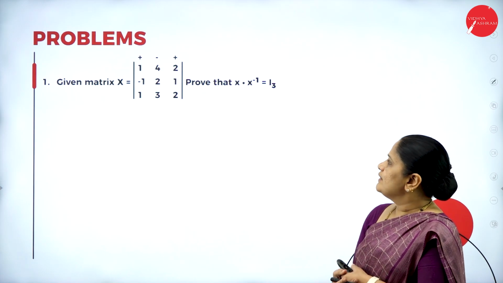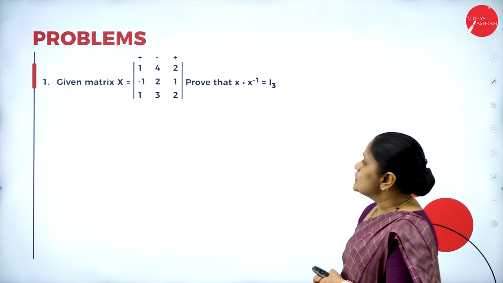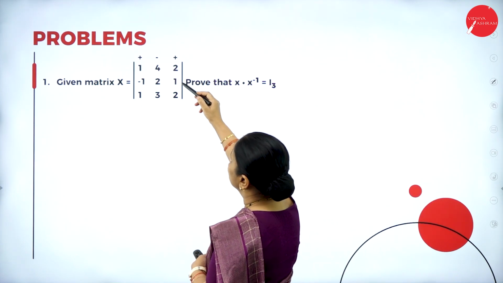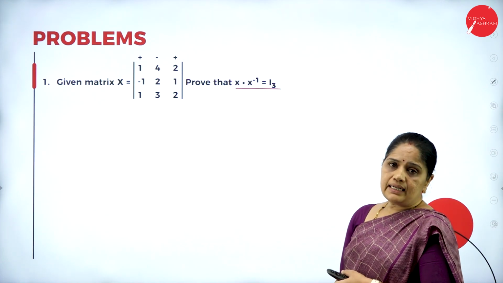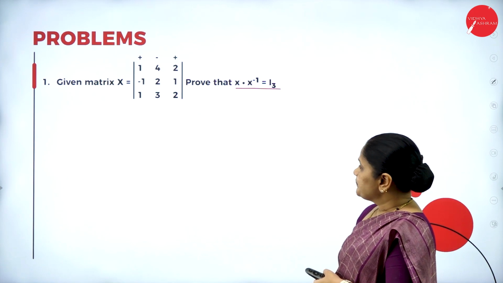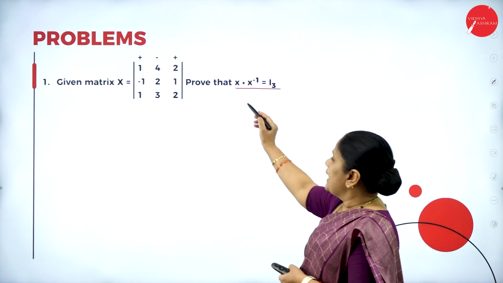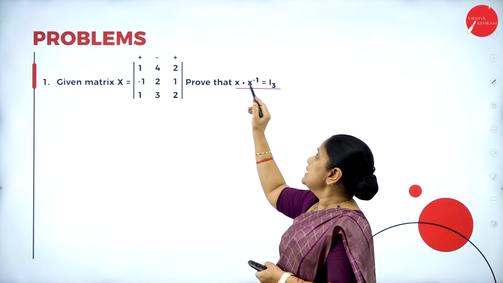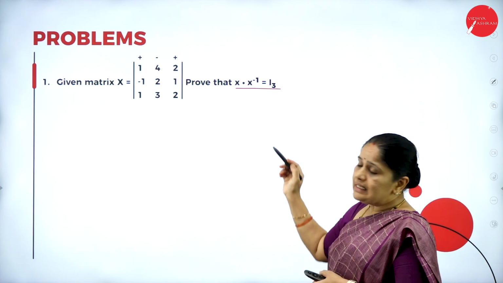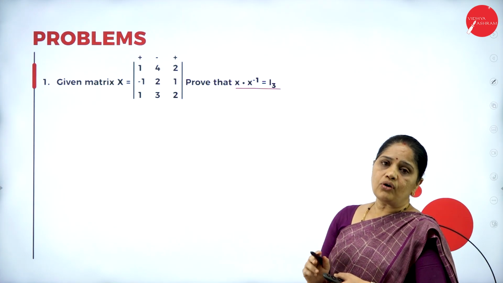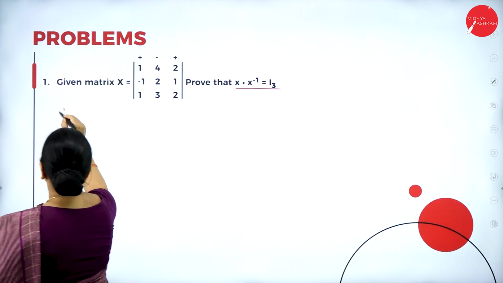Now, we have the given matrix here. So, the matrix X is given here: 1, minus 1, 1, 4, 2, 3, 2, 1, 2. Prove that X into X inverse equals identity matrix I3. So, first thing is I have to find the inverse of the matrix. So, if I have to multiply X into X inverse, the first step is I have to find the inverse of X. So, to find the inverse of X, I have to find the cofactor of each element of the given matrix. Now, how do we find the cofactor matrix?